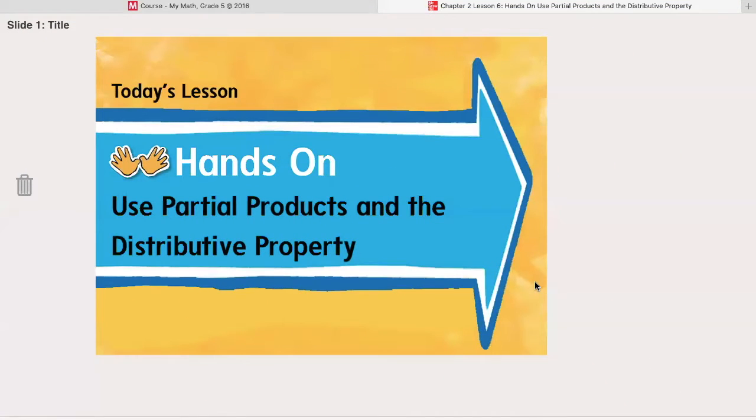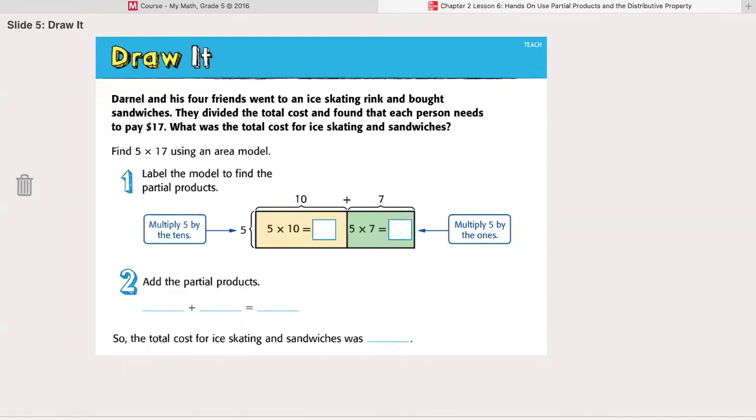Morning, fifth grade. Today we are on chapter 2, lesson 6, and we are using partial products and the distributive property. Let's go to draw it. Darnell and his 4 friends went to an ice skating rink and bought sandwiches. They divided the total cost and found that each person needs to pay $17. What was the total cost for ice skating and sandwiches? Find 5 times 17 using an area model.